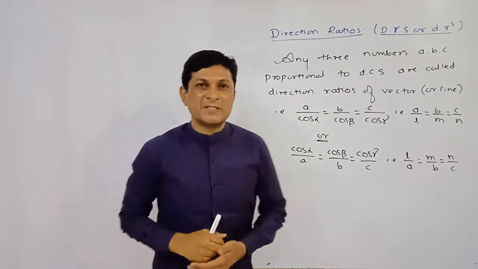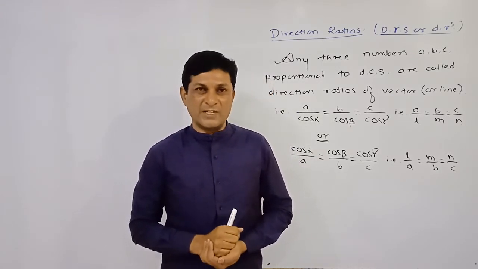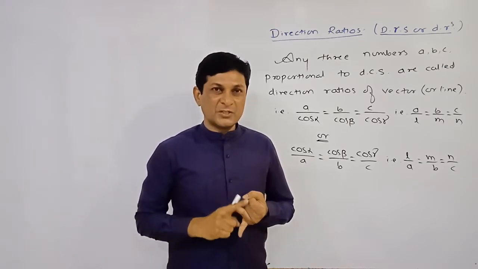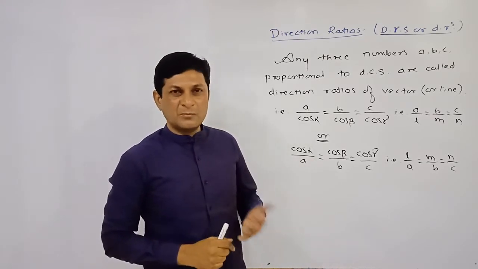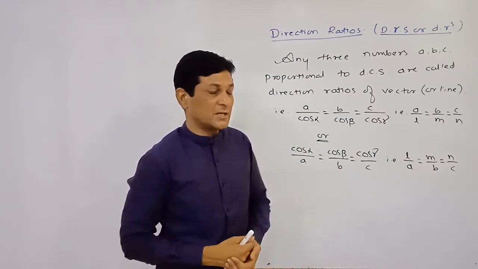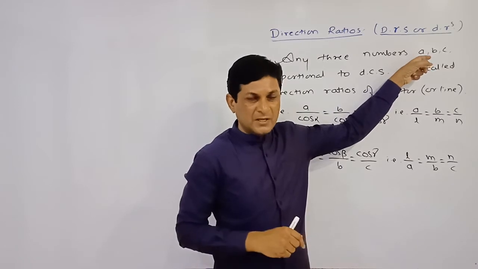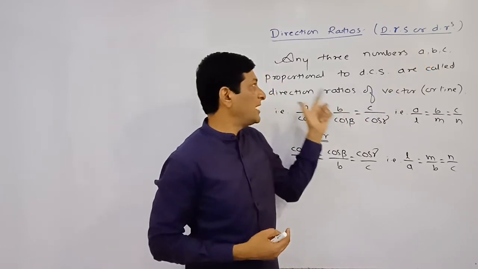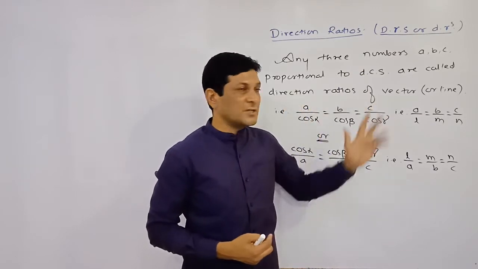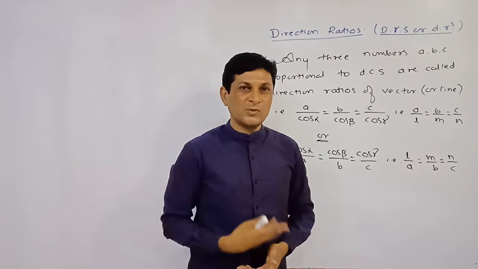So now we are discussing the third very important definition, that is direction ratios of a line. We have already studied direction angles and direction cosines. Now, how many numbers are there on a real number line? Infinite. Any three numbers, which we denote by a, b, c, on a real number line which are proportional to the direction cosines are called direction ratios of that vector, or direction ratios of a line.